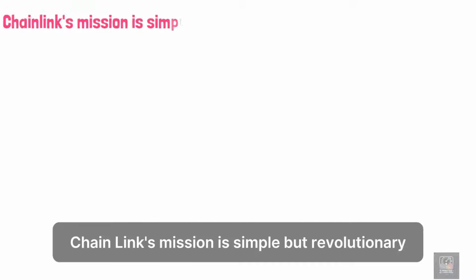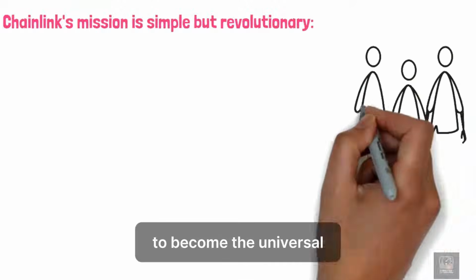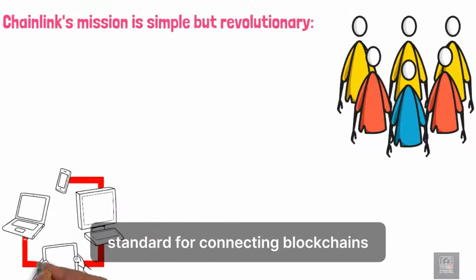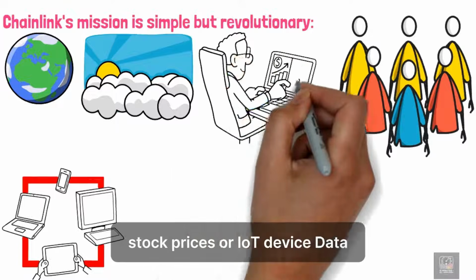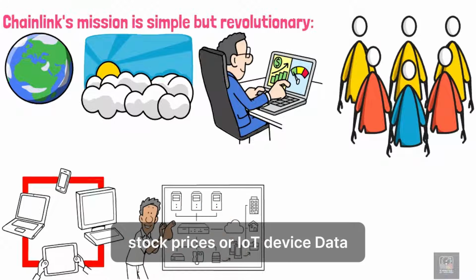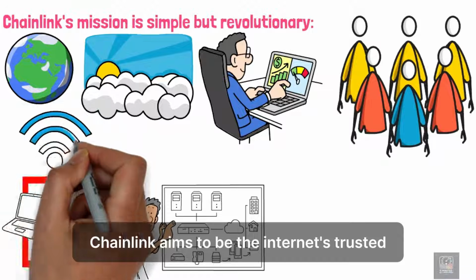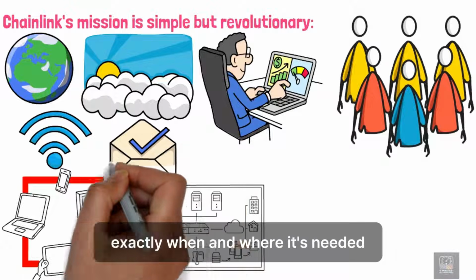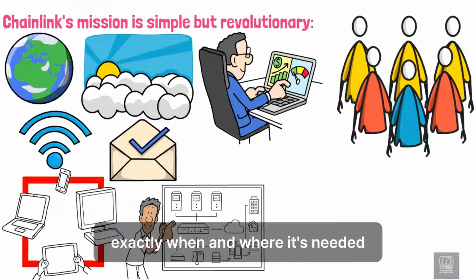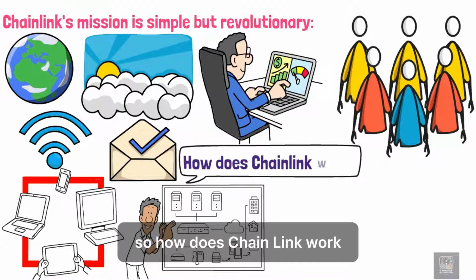Chainlink's mission is simple but revolutionary: to become the universal standard for connecting blockchains to real-world information. Whether it's weather updates, stock prices, or IoT device data, Chainlink aims to be the Internet's trusted data courier, delivering verified information exactly when and where it's needed. So, how does Chainlink work?